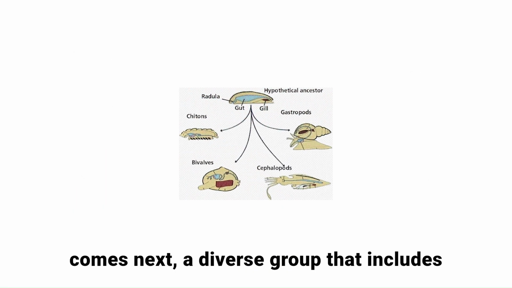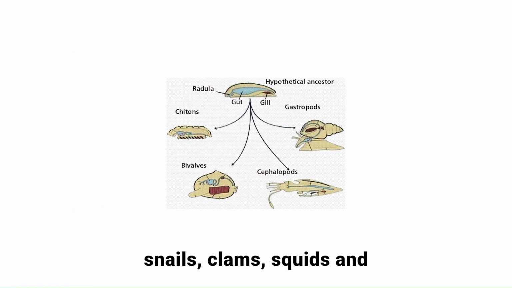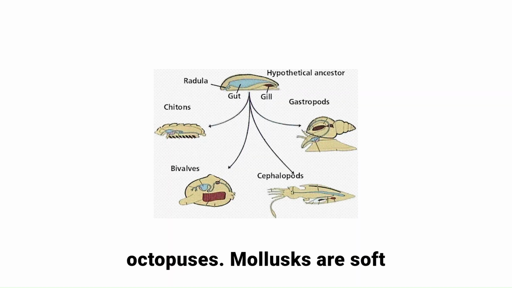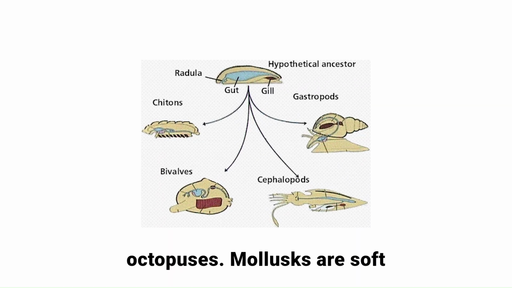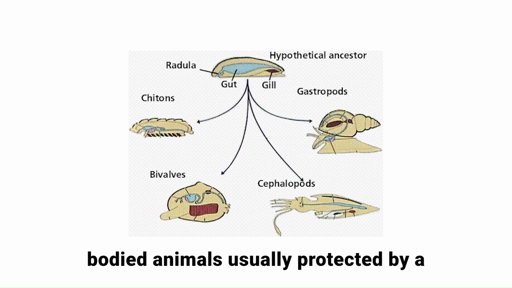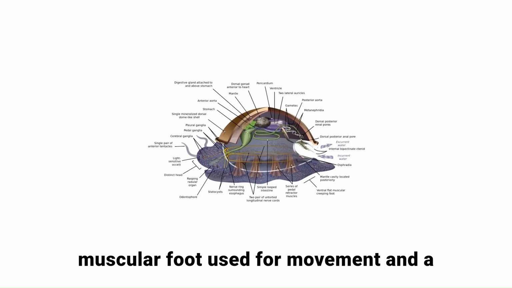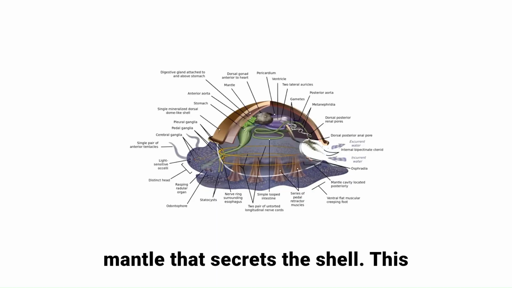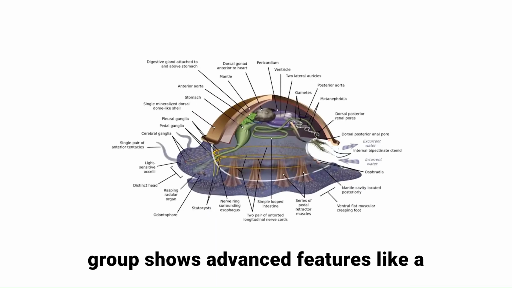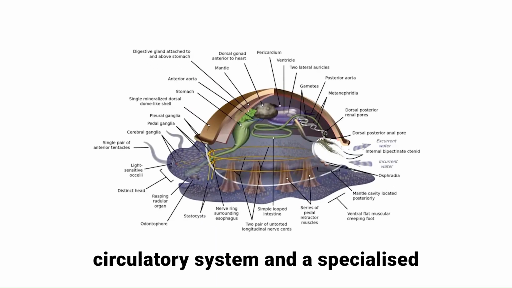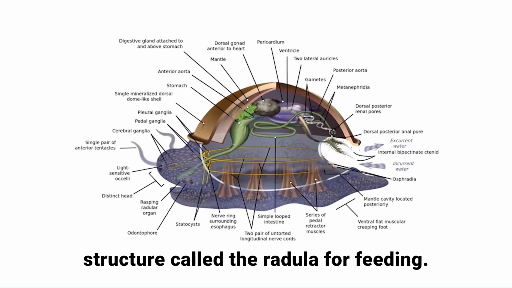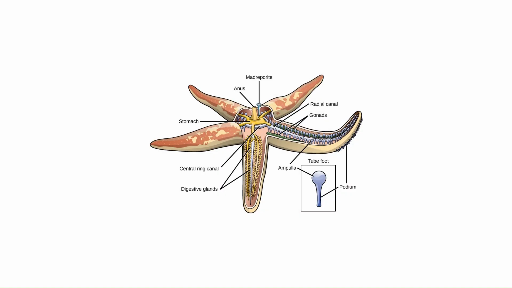Mollusca comes next, a diverse group that includes snails, clams, squids, and octopuses. Mollusks are soft-bodied animals, usually protected by a calcareous shell. They have a muscular foot used for movement and a mantle that secretes the shell. This group shows advanced features like a circulatory system and a specialized structure called the radula for feeding.